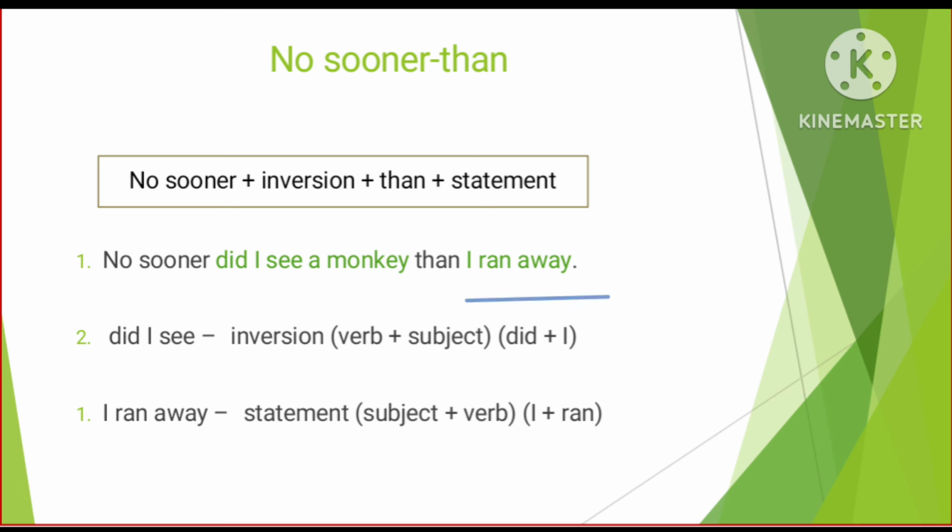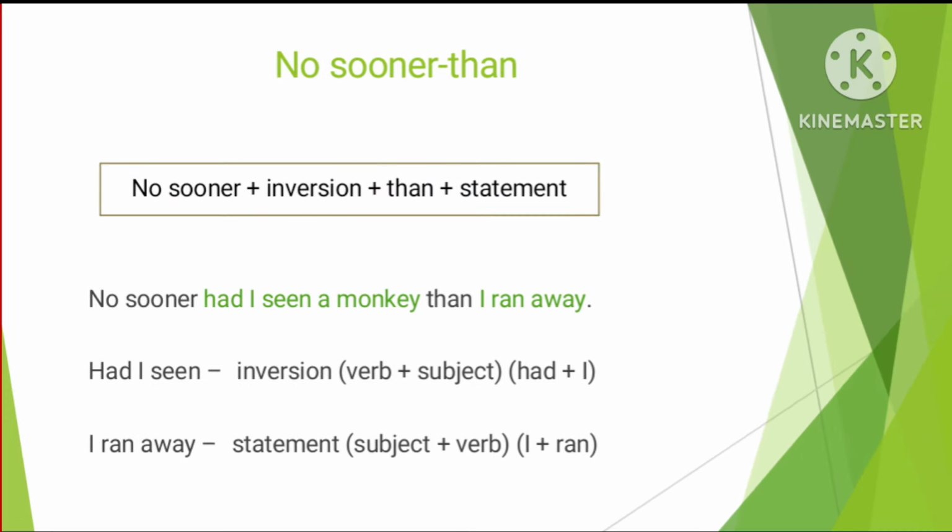I told you, statement means subject plus verb combination. Here, subject is I, verb is ran. So the statement is I ran away. No sooner did I see a monkey than I ran away. In the no sooner than model, we have two types. One is the simple past model, that is did plus subject. The other one is the past perfect model, that is had plus V3.